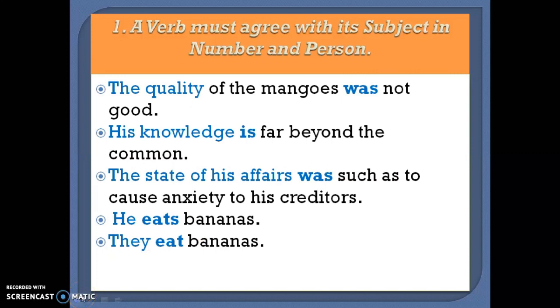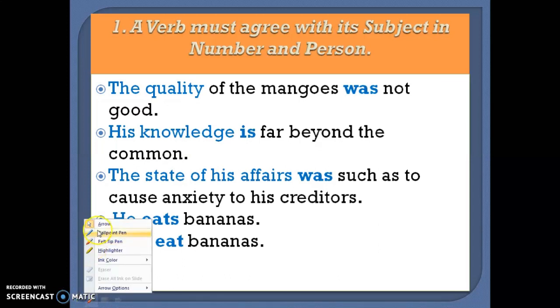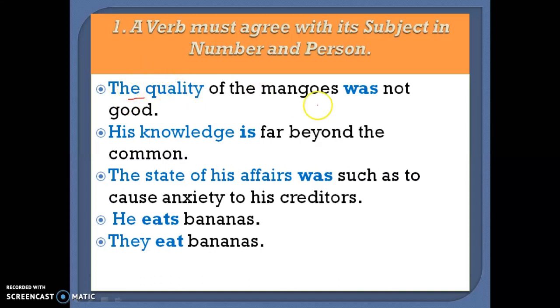Rule number 1. If your subject is singular, your verb should be singular. And if your subject is plural, your verb should also be plural. Now, verb must agree with its subject in its number and person. In the very first sentence, the quality of the mangoes was not good. The quality. This is singular, that's why the verb is was.